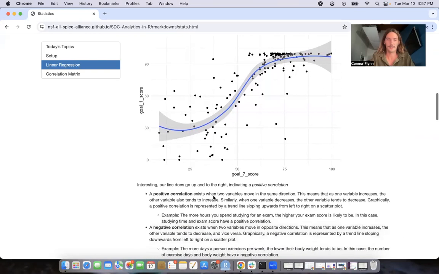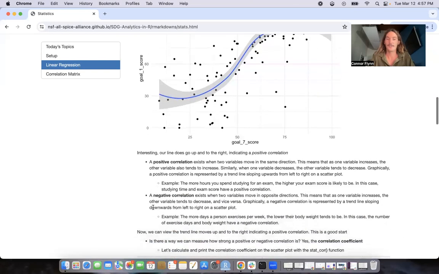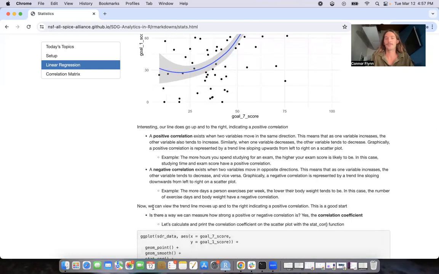So we covered a positive correlation. A negative correlation exists when two variables move in opposite directions. So this means that as one variable increases, the other variable tends to decrease and vice versa. So graphically, a negative correlation is represented by a trend line sloping downwards from left to right on a scatter plot. So the opposite of what we see right above in that plot.